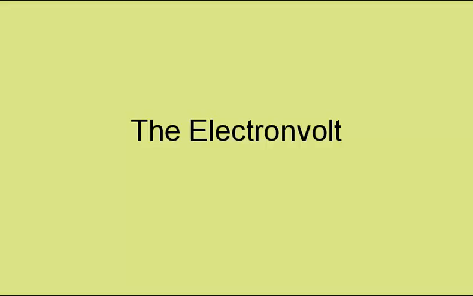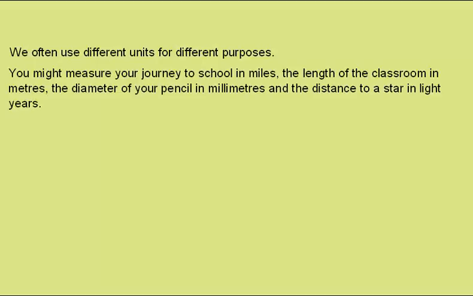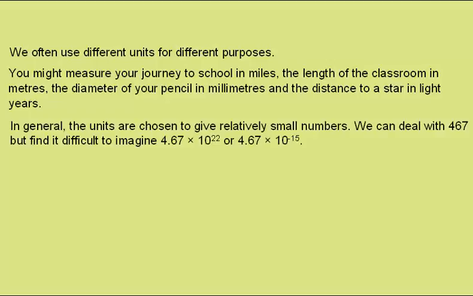The electron volt. We often use different units for different purposes. You might, for instance, measure your journey to school in miles, the length of your classroom in meters, the diameter of your pencil in millimeters, and the distance to a star in light years. Just a few examples of different units used for distance. In general, we choose the units to give relatively small numbers.